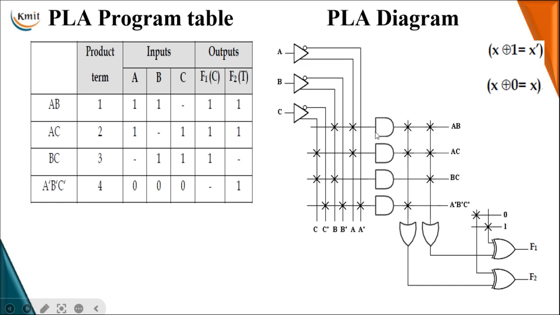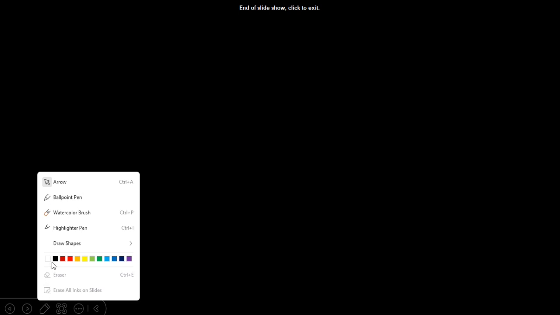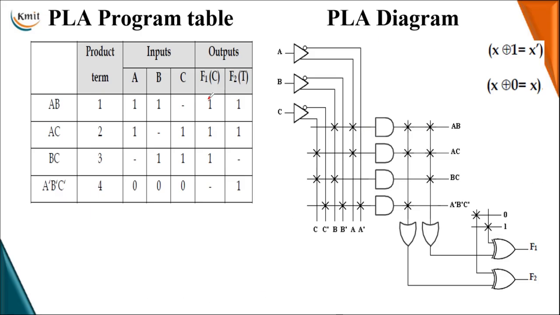As in a PLA, where the AND inputs are programmable, the first AND gate would generate the product AB, as you connected only the inputs A and B. The second product term will generate AC. The third product term will generate BC. The fourth product term will generate A bar, B bar, C bar.